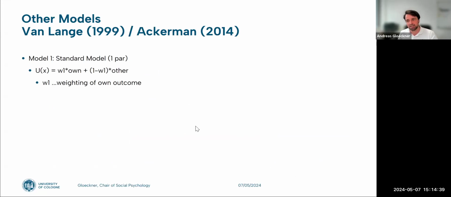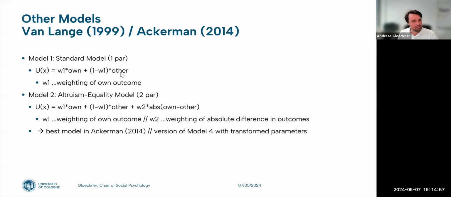The first is basically a standard model, which is similar to just calculating the social value orientation angle, which has just one weight for the outcome of the other and the rest for the own outcome, which is basically just a simplification of the SVO model. We have a 2-parameter model which takes into account altruism and equality. So basically we have a weight for the own and for the other outcome, and some weight for the difference, usually a negative weight. So people don't like it if things are unequal. So basically this is an inequality aversion model.